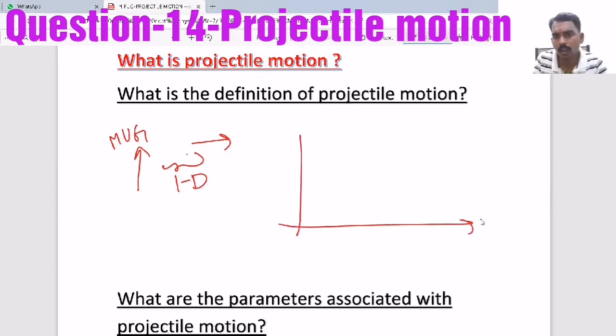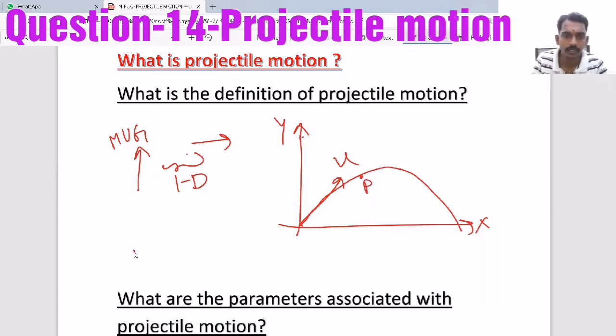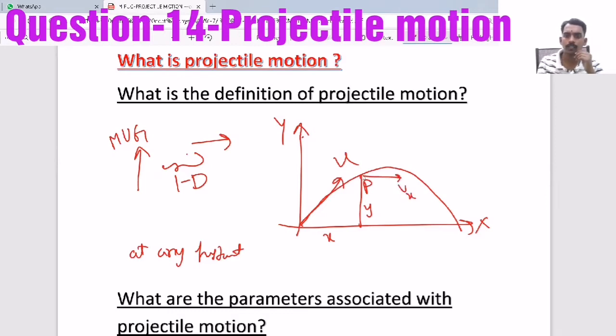But if there is one horizontal and one vertical, or one x-axis and one y-axis, and you throw a body with some initial velocity between them so that it moves between x and y coordinates, then at any instant there is one y displacement, one x displacement, one y velocity, one x velocity, one y acceleration, and one x acceleration. Such kind of motion we call projectile motion.